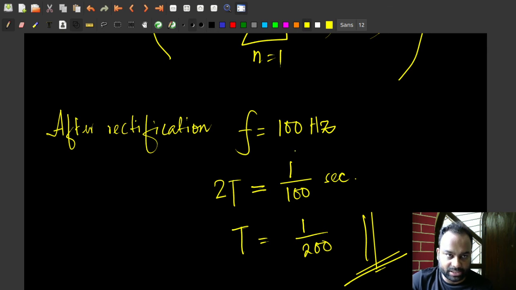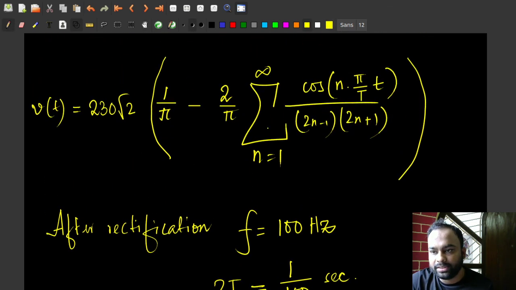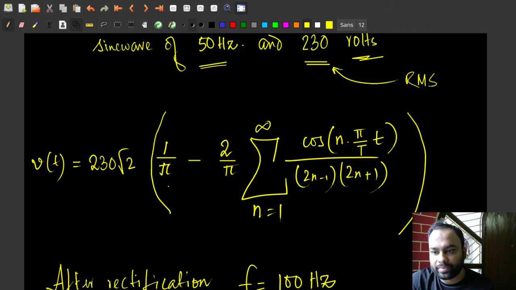This signal is 100 Hertz, right? So it repeats itself after every 1 by 100 seconds. That's the whole period, which is represented by 2T in our expression. So T would be 1 by 200, right? Since capital T is 1 by 200, we can now say that this capital T is going to be replaced by 1 by 200.